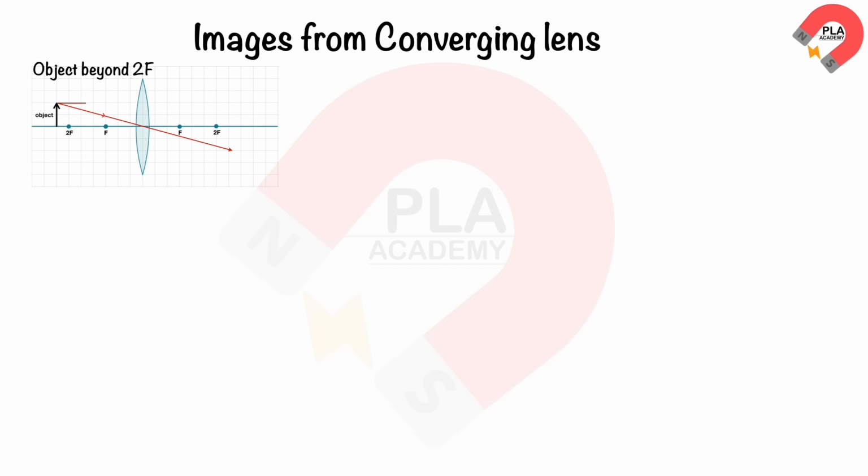Draw a ray going from the top of the object, traveling parallel to the axis to the lens. When this ray emerges from the lens, it will travel directly towards the principal focus. Next, draw a ray going from the top of the object through the principal focus to the center of the lens, then traveling parallel to the axis. The image is found at the point where the above three rays meet. In this case, the image is real, diminished, smaller, inverted, and it is between f and 2f.